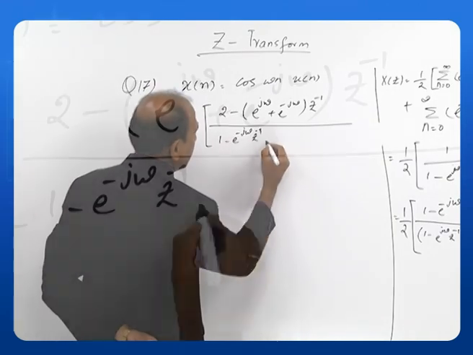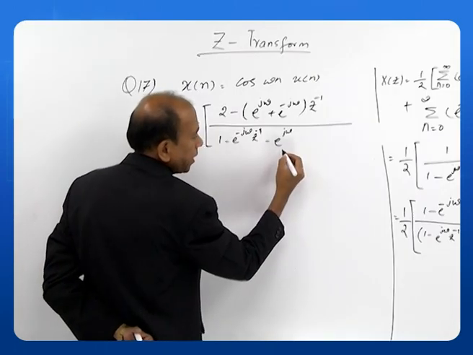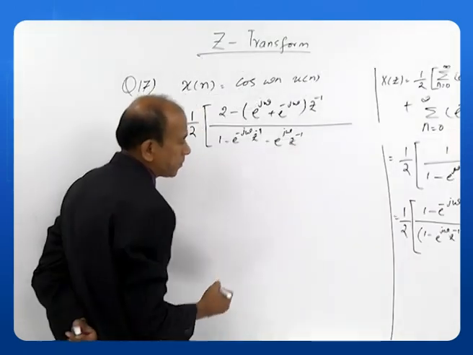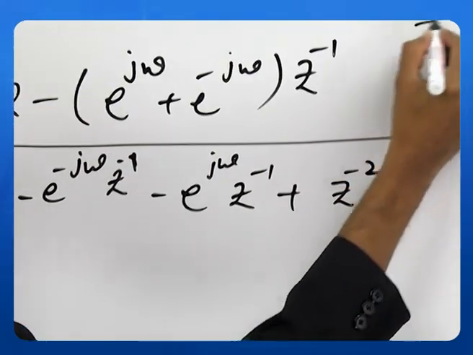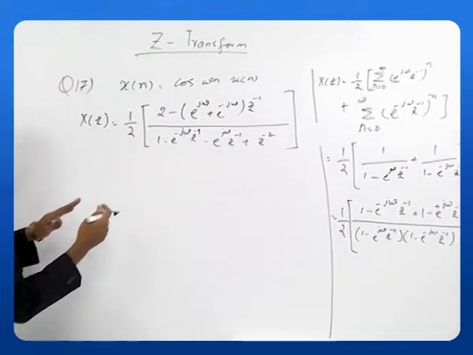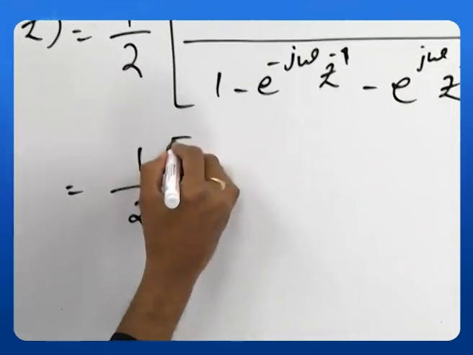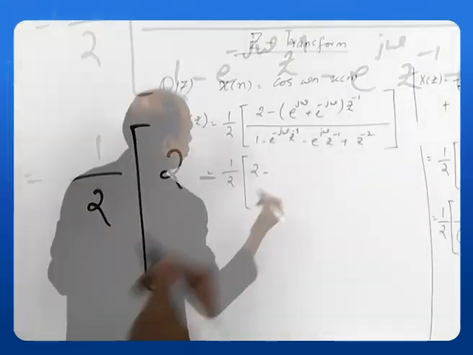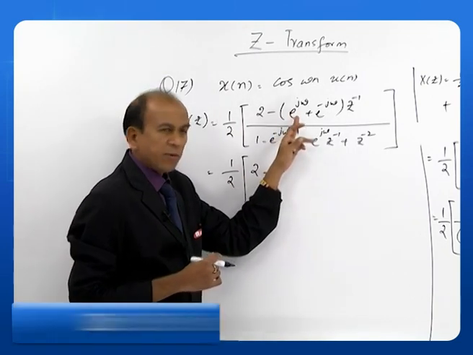Okay, minus e to the power of j omega z to the power of minus 1 plus z to the power of minus 2, after the multiplication of this. Now, let us see what exactly I can put this as. So, this is half, okay, and 2 minus, and if you look at this, this is a cos omega, isn't it? But what is missing here?